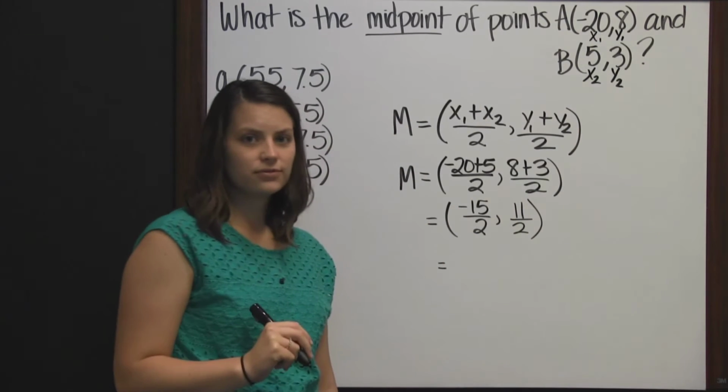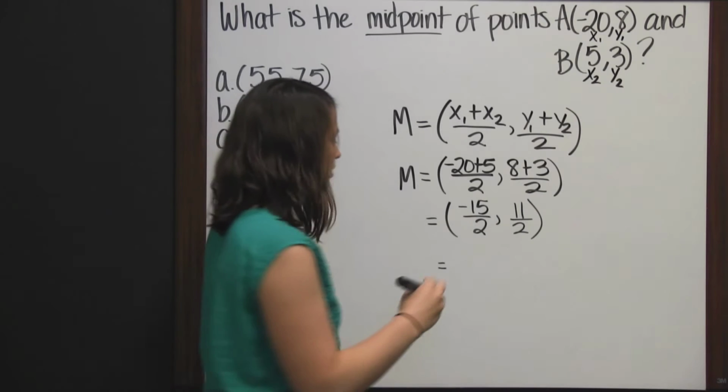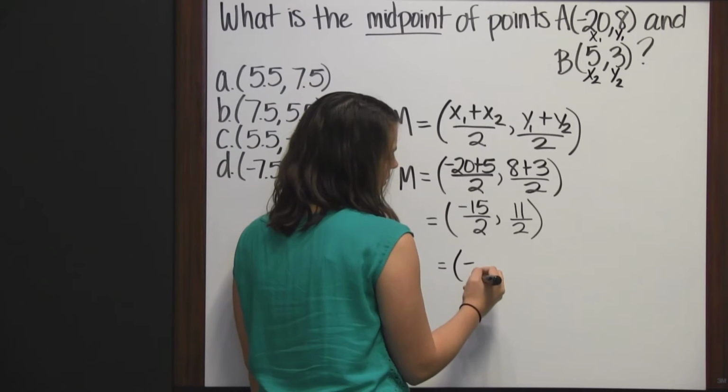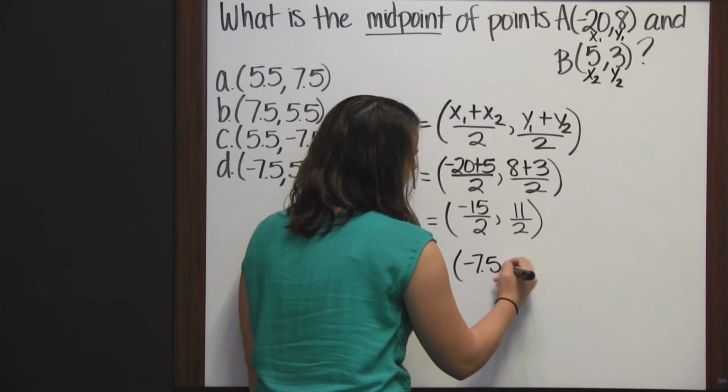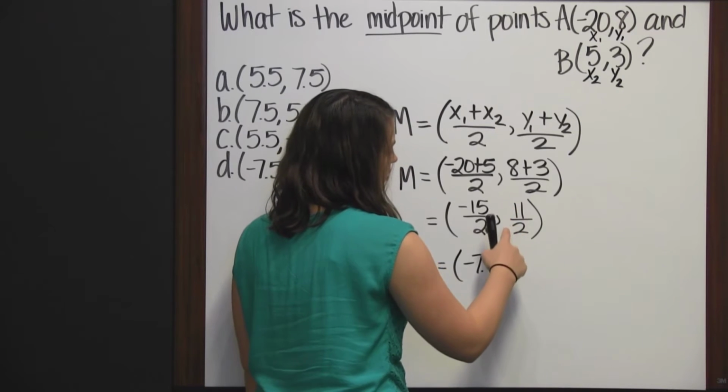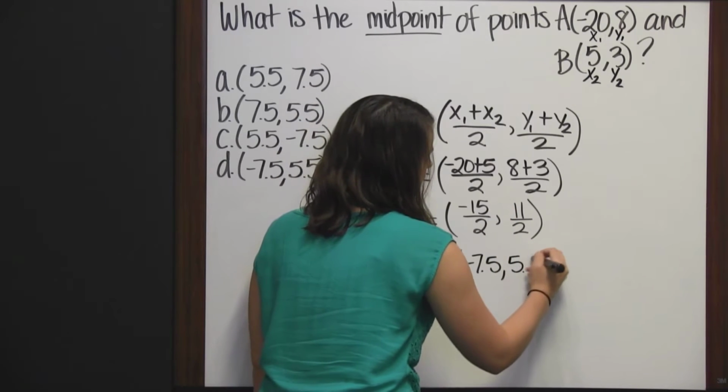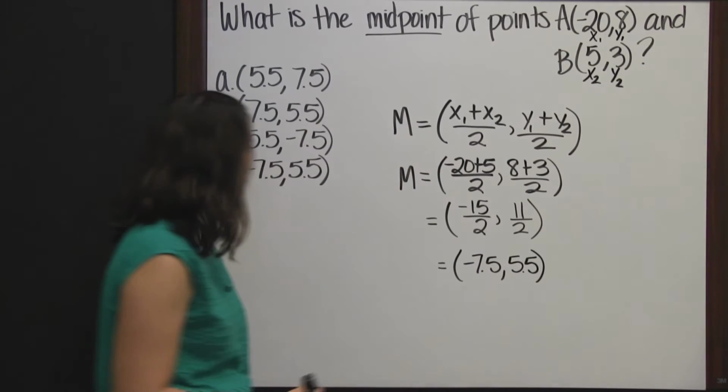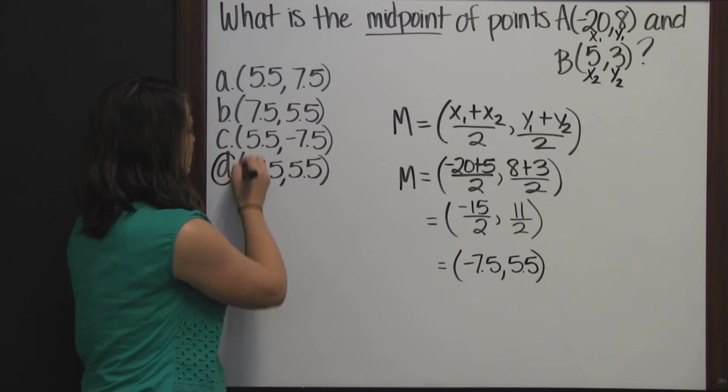-15 divided by 2, that's a negative divided by a positive, that's a negative, and it's -7.5. And then 11 divided by 2 is positive 5.5. So that is answer choice D.